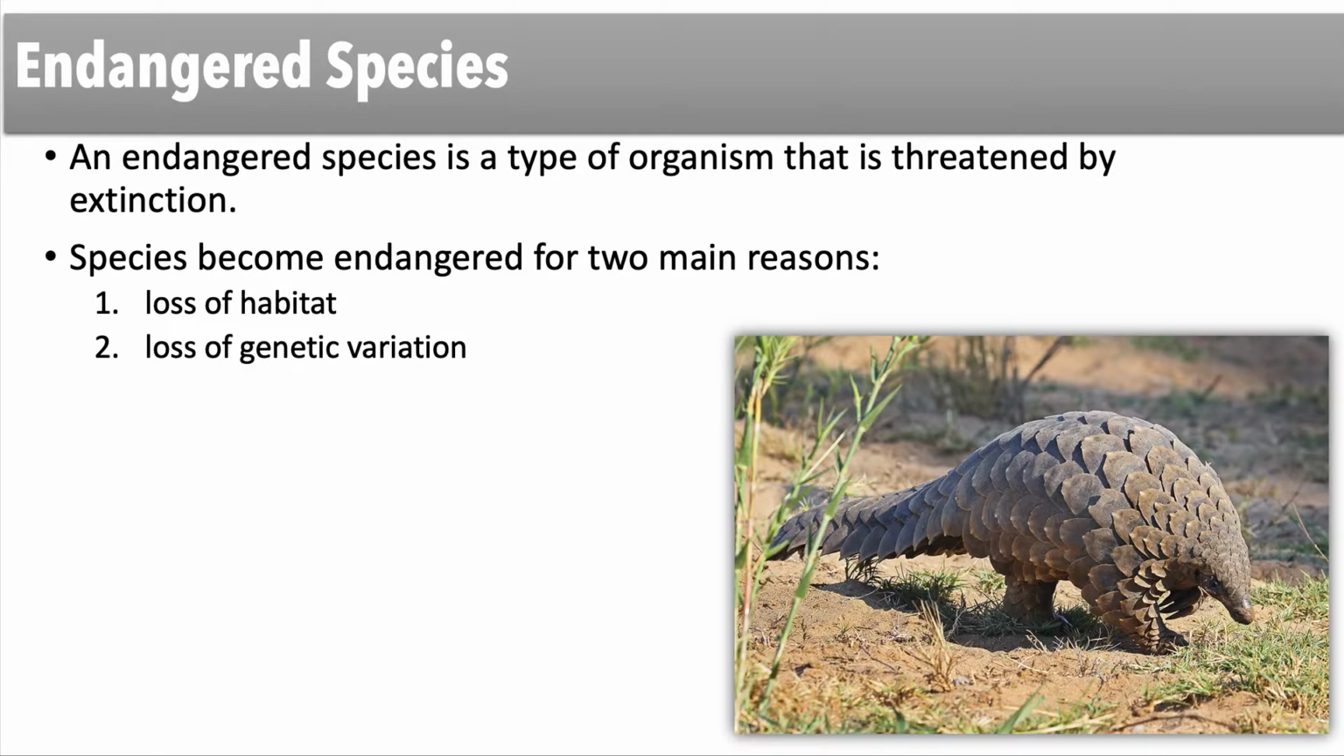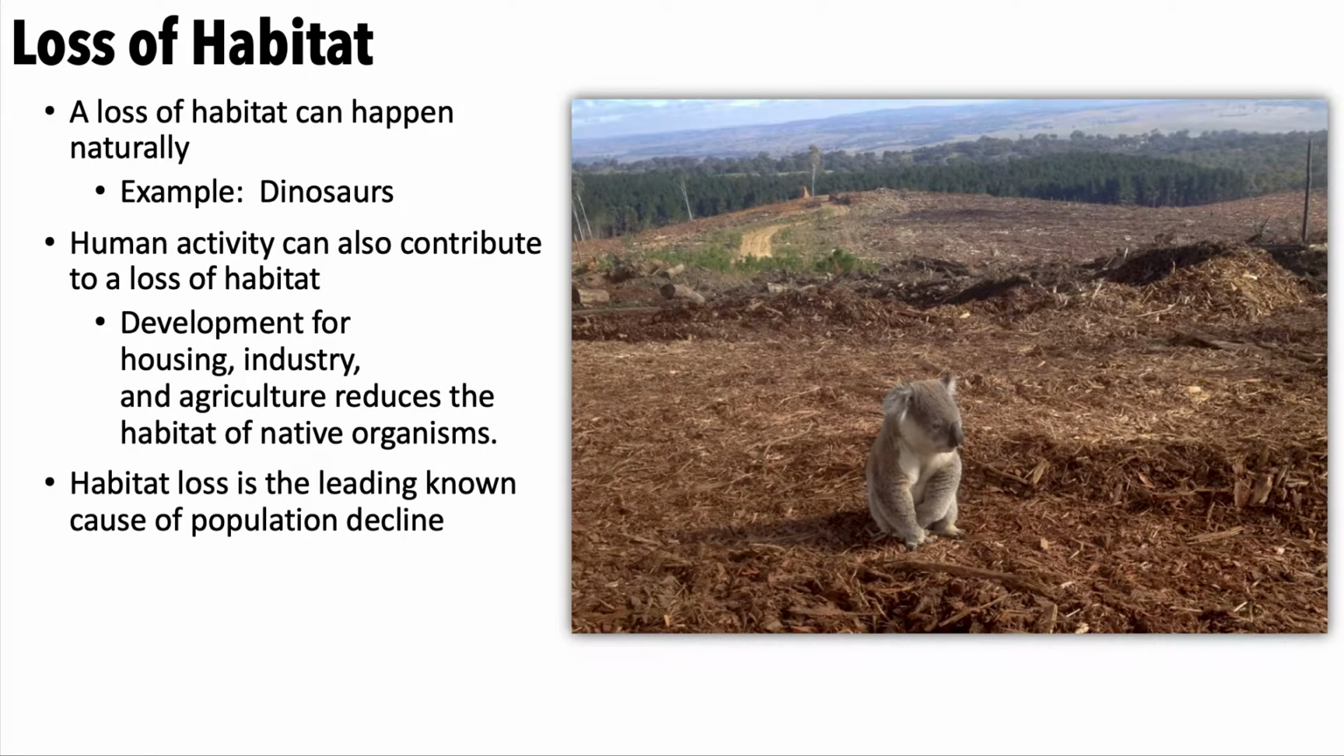There can either be a loss of habitat or loss of genetic variation. Loss of habitat means that, obviously, the animal has no place to live, and this can occur naturally, like what happened to the dinosaurs, or it can be caused by human activity. Developments for housing, industries, and agriculture reduce the habitat of a lot of native organisms. Habitat loss is one of the leading known causes of population decline of animals.